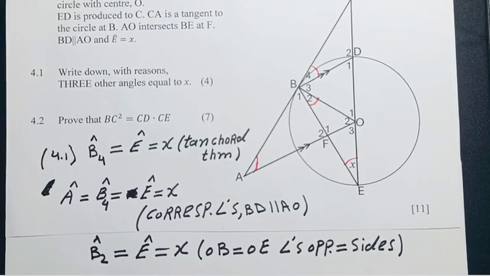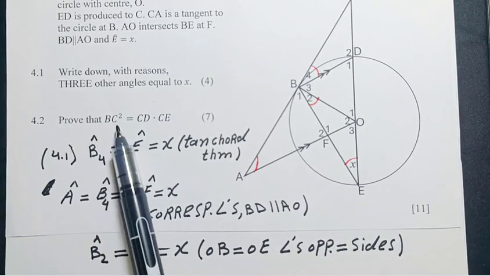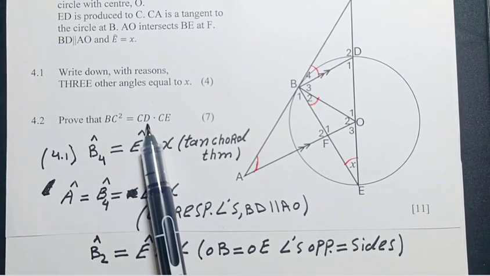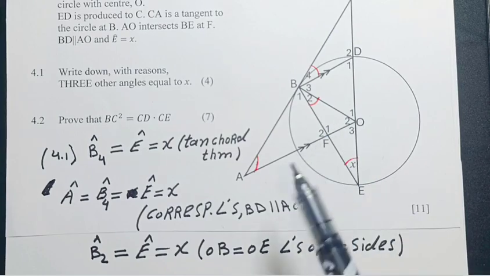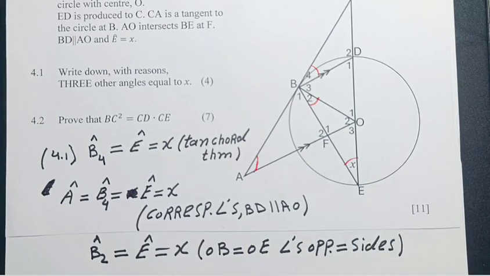So question 4.2 says prove that BC squared is equal to CD multiplied by CE. You must remember this type of question: you need to first identify the triangles, and after that prove they are similar. In this type of question, you can apply the proportionality theorem or the similarity theorem. But I'm going to go for the similarity theorem. Have a look.